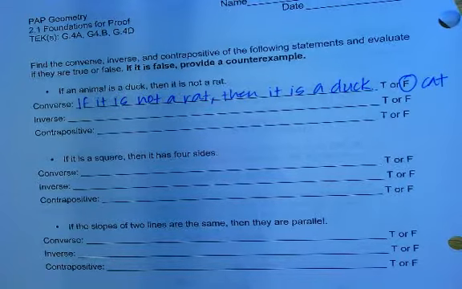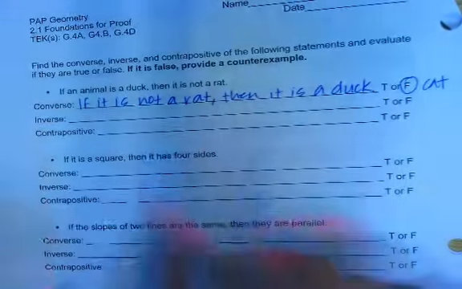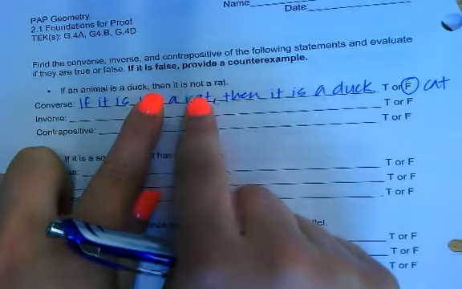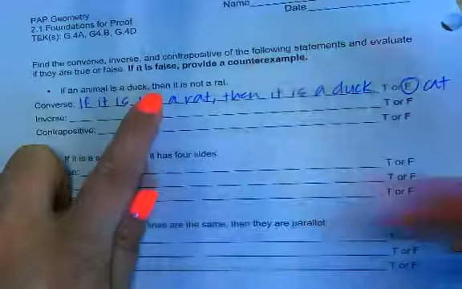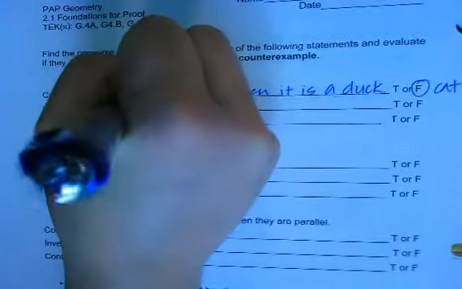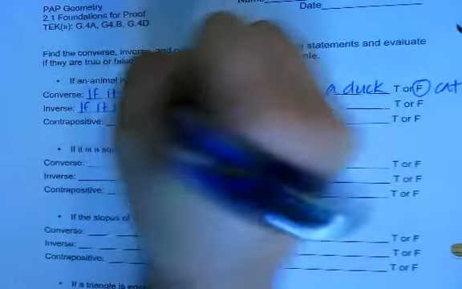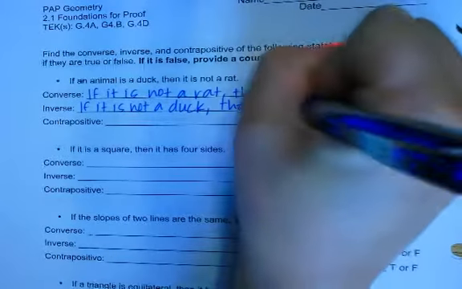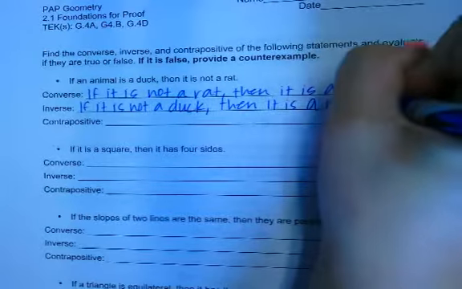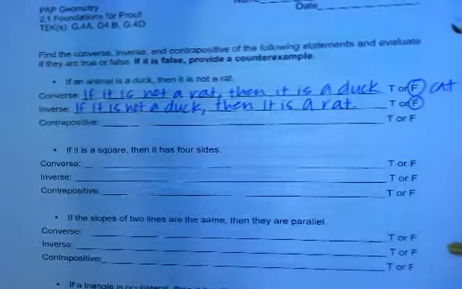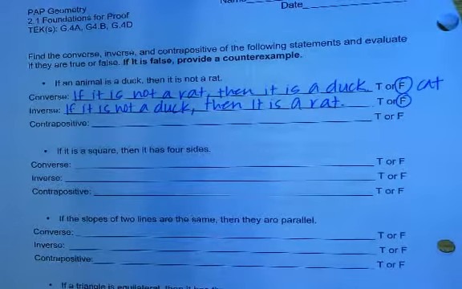Notice how when you negate this part here, it reads, then it is not a rat. So that's when you would say it is a rat, because we don't speak like that. We don't say not. Okay, so if it is not a duck, then it is a rat. True or false? False. And what would be a counterexample? Once again, cat. You can say cat again, dog, whatever.